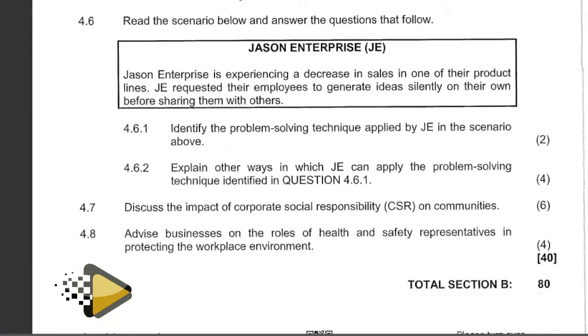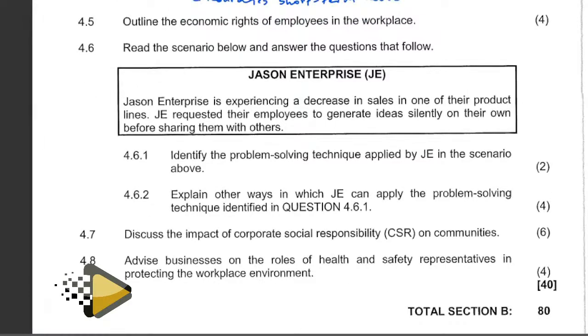The next question we have is 4.5 under business roles. So now 4.5 reads as follows. Outline the economic rights of employees in the workplace. One of the rights is that employees have reasonable limitations of working hours, also safe and healthy working conditions.